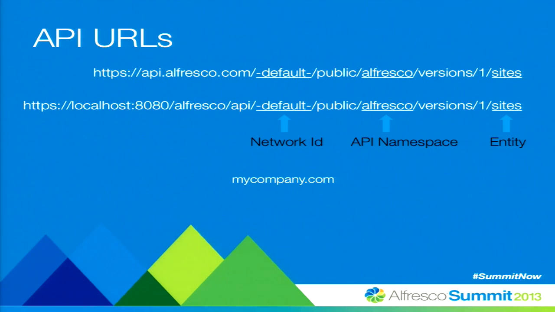So a network ID might be something like your company. The namespace can be things like Alfresco, workflow. That's sort of the parent root API that you're dealing with. And then, of course, we mentioned the types of things that we can do with the REST side of the API: people, tags, workflows, sites, obviously.